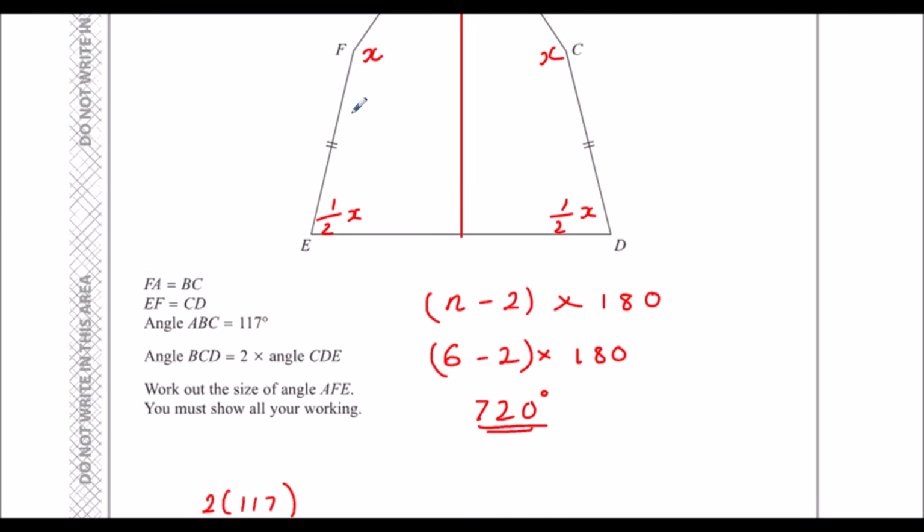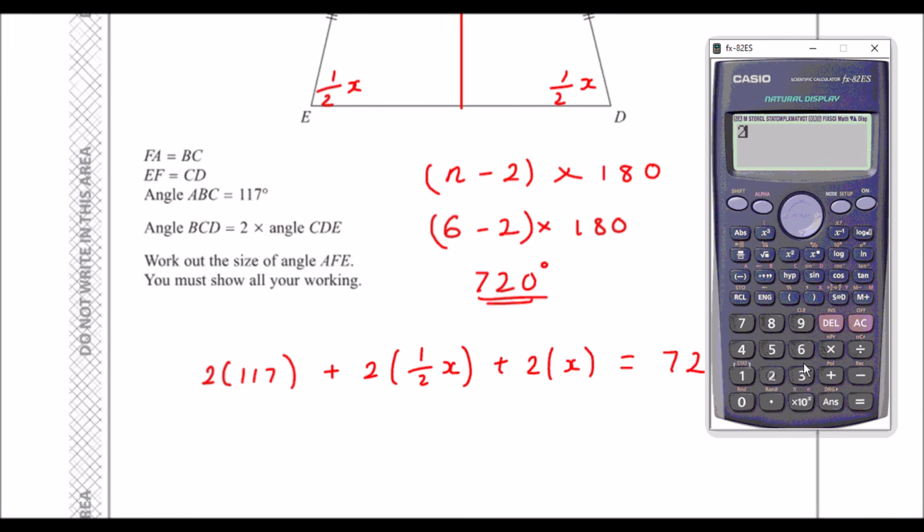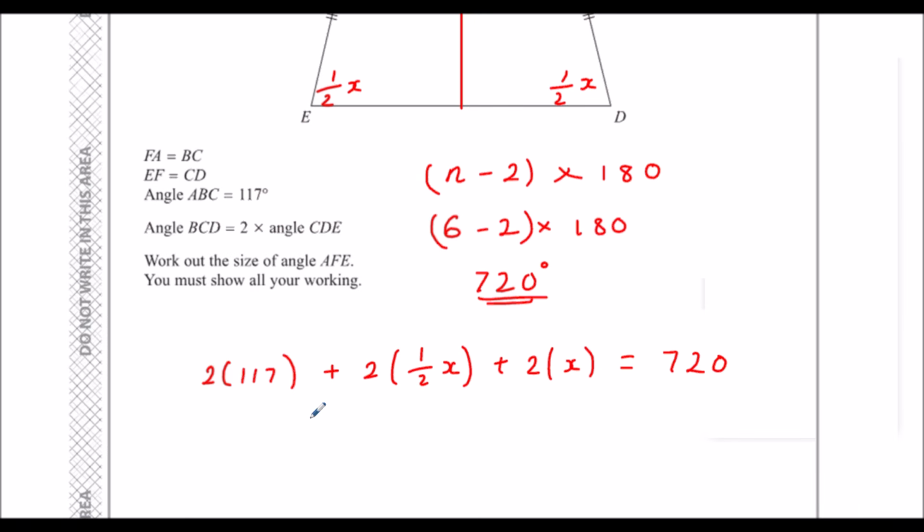And we've got 2 half x's and 2 x's. 2 half x's and 2 x's to add up to 720. So 2 117s, 2 half x's and 2 x's equals 720. 2 117s are 234.